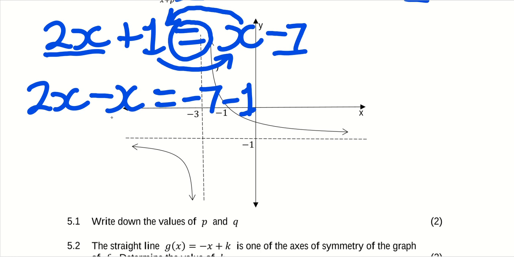Okay, 2x minus x, we said we're going to subtract the coefficients. So 2 minus 1 is what? It's 1. So the answer is 1x, and 1x is just x. Then equals negative 7 minus 1, which is negative 8. So x is equal to negative 8.